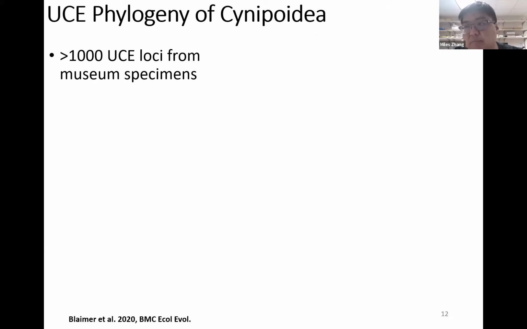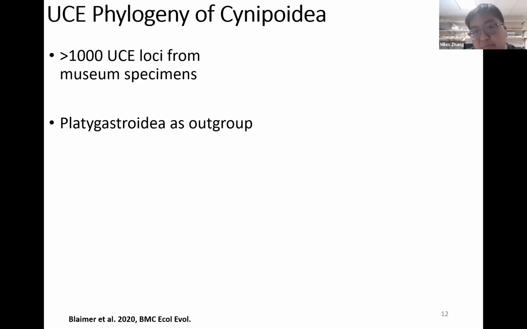UCEs are ultra-conserved elements, which are basically really conserved regions of the genome that you can get across the genome. And they did this for the cynipoids as a whole, and they got over 1,000 loci on average from museum samples, right? So that's another advance in these types of molecular techniques. Rather than just using relatively freshly collected samples with perfect or hardly degraded DNA, you're able to go into museum collections and start getting DNA from much older samples.